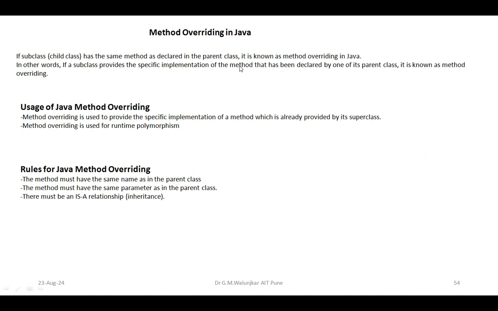Now, method overriding in Java. I will give a short overview of method overriding. Method overriding is possible. You override the method which you declared in the parent class in the child or derived class. That is method overriding. It's the concept associated with runtime polymorphism.